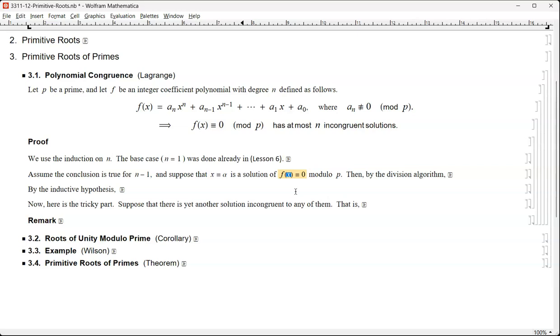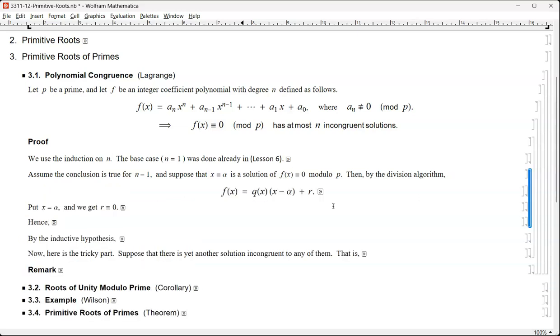So let's begin with x congruent to alpha. And then let's go ahead with the division algorithm. Divide f of x by x minus alpha, and you're going to get this: q for quotient and r for remainder. Please note that r is a constant. Previously we could have r of x, but x minus alpha has degree 1, so the remainder has to have degree less than 1. So degree 0, so it's a constant.